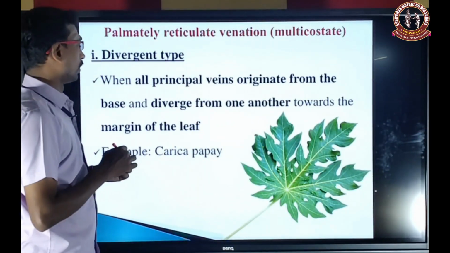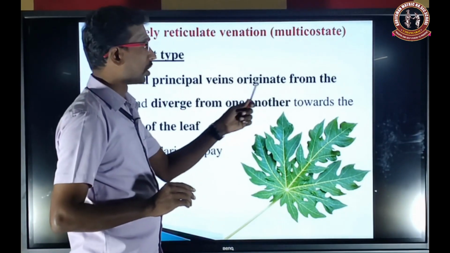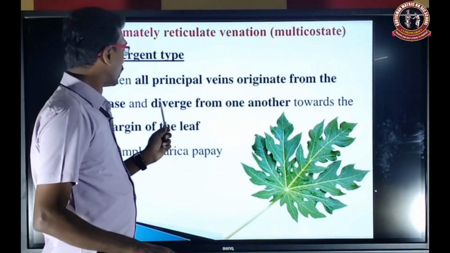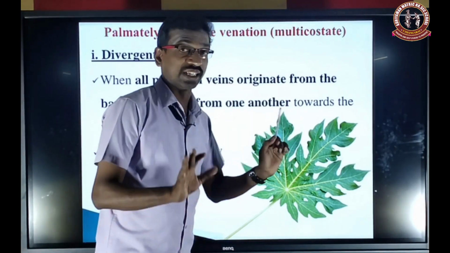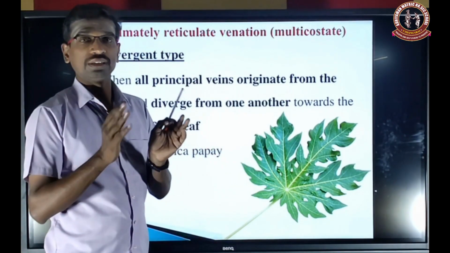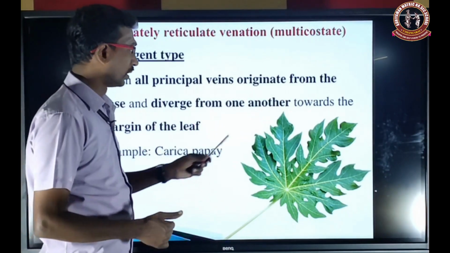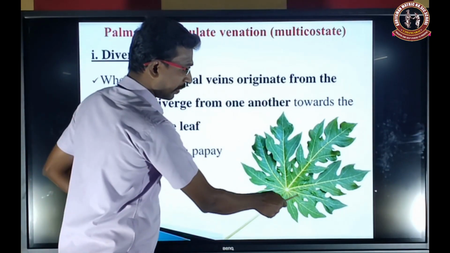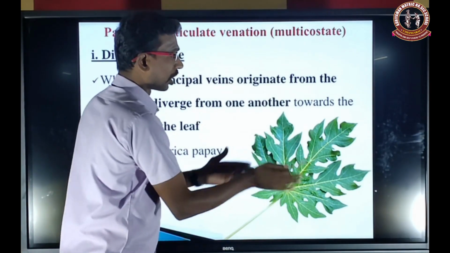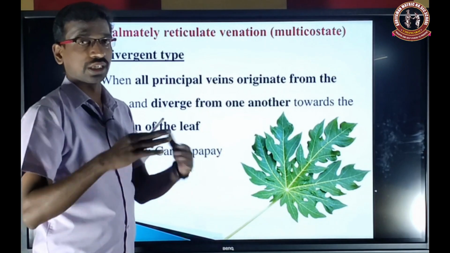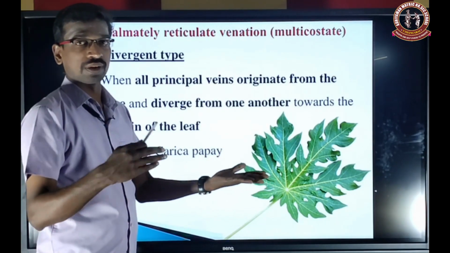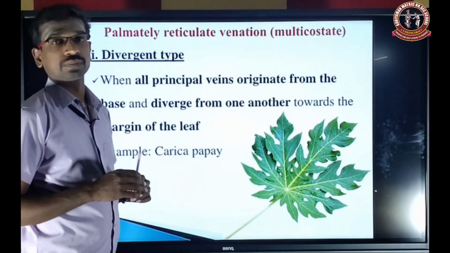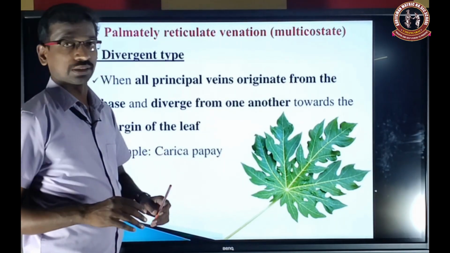In the divergent type, all the principal veins originate from the base and diverge from one another towards the margin of the leaf. Many principal veins move away from one another and do not meet at any point. Example, Carica papaya, the papaya plant.